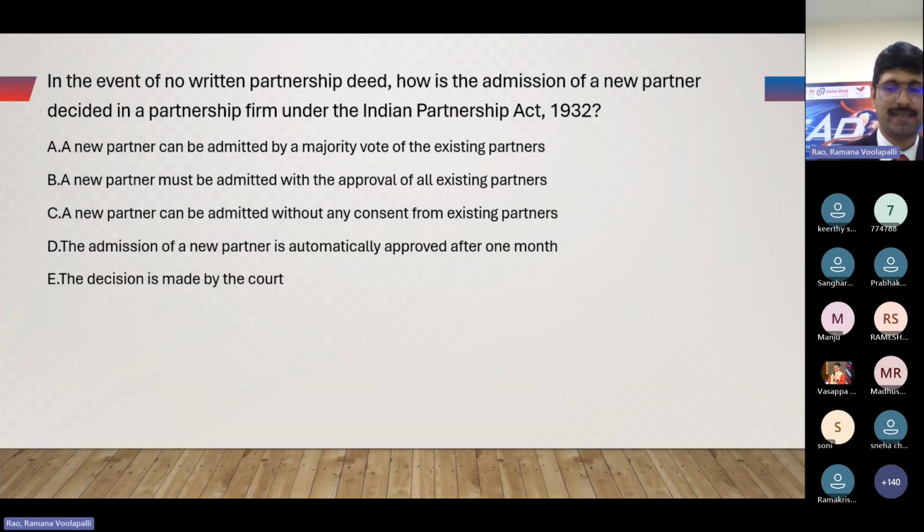Yes, yeah. The first option will lure us to pick it, but the answer is: a new partner must be admitted with the approval of all the existing partners. That is the right answer. Thank you, sir. Thanks for the great response from all of you.